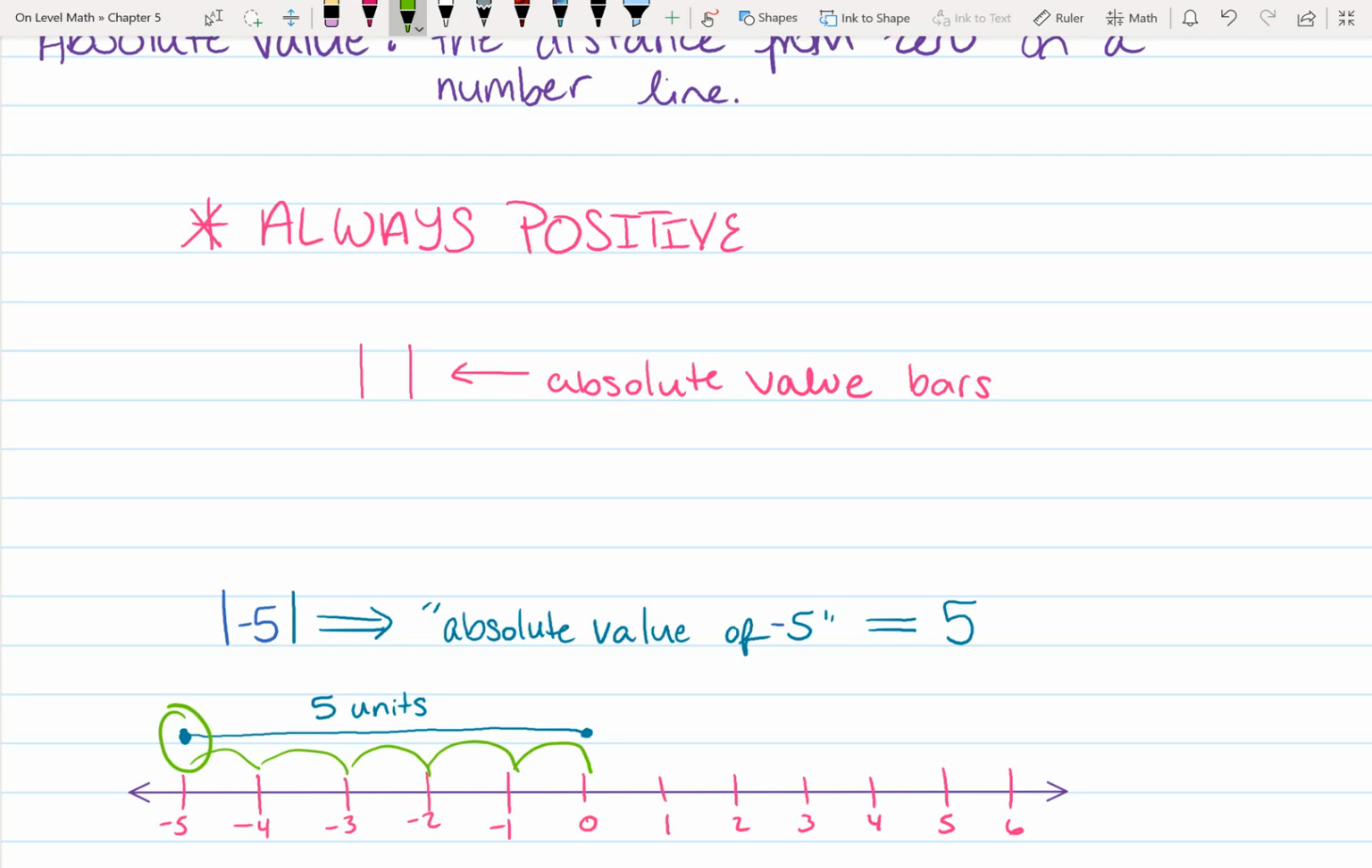I'll give you a second to write that down. Absolute value of negative 52 is positive 52 because it's 52 spaces away from 0 on the number line.